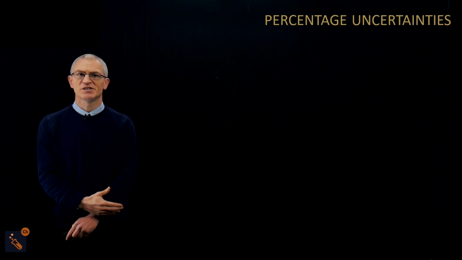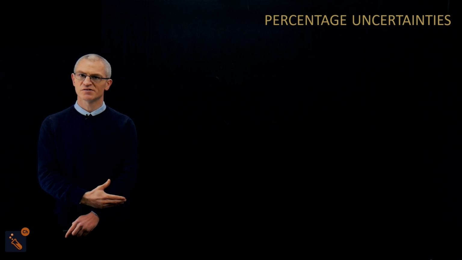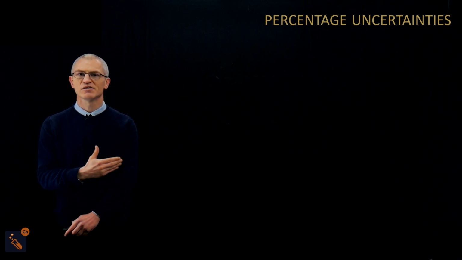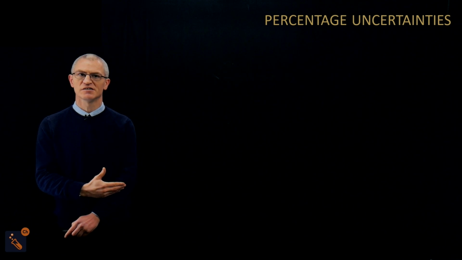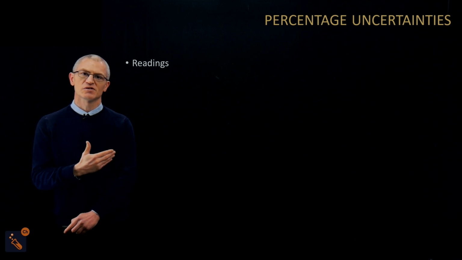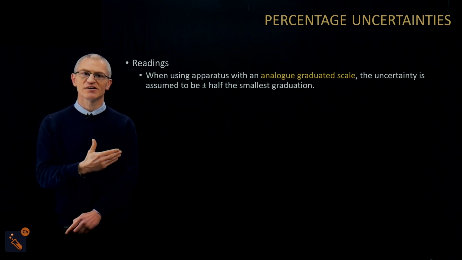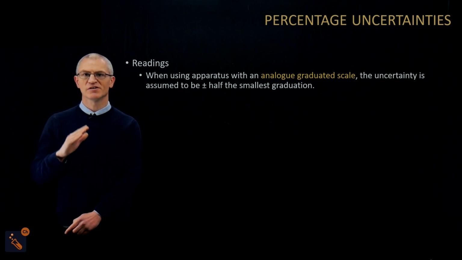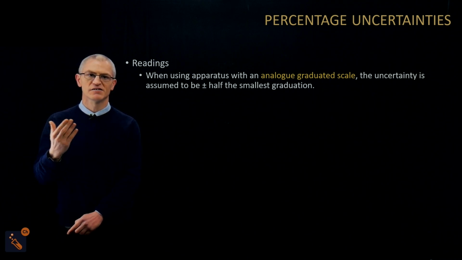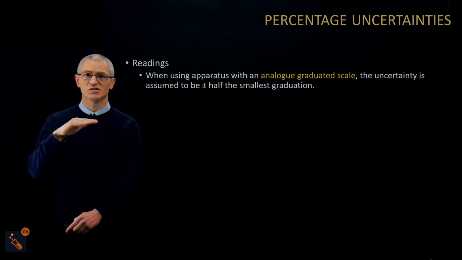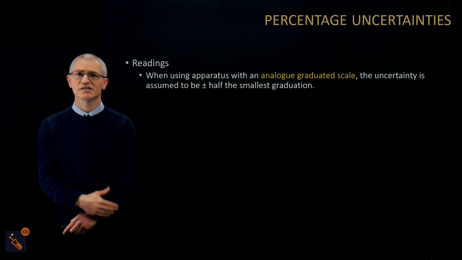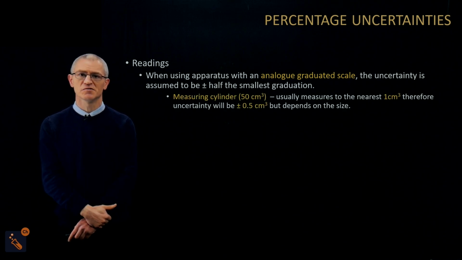Now we're going to go through some typical percentage uncertainties because they can ask you, they don't often ask you, but they can ask you to work out an uncertainty of an actual piece of equipment. So first of all, when you're doing your readings, if you look at an analog graduated scale, that sounds complicated, but all it really means is a bit of glassware, usually, that you look at the level to which the liquid has gone and then read it off, or a thermometer when you're reading off the values. It's an analog and a graduated scale. Normally the uncertainty is assumed to be half the smallest graduation.